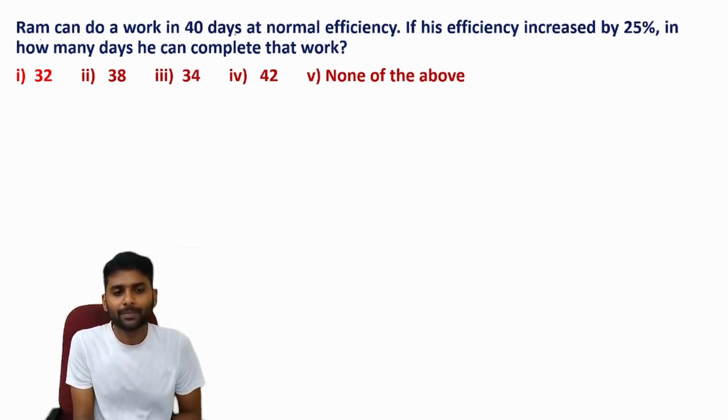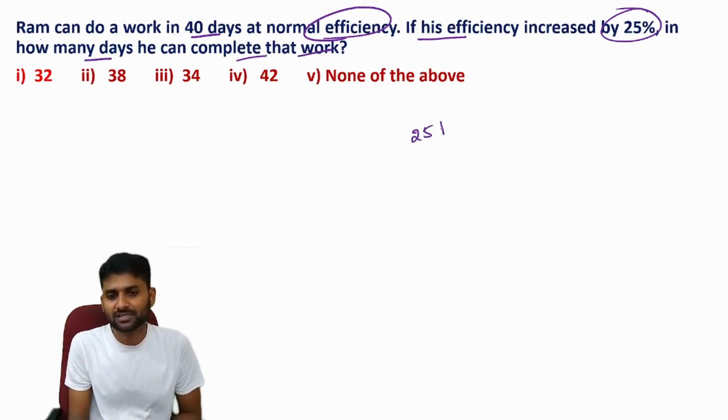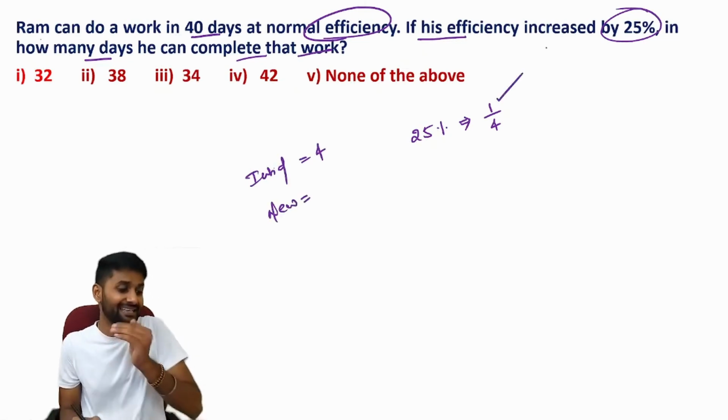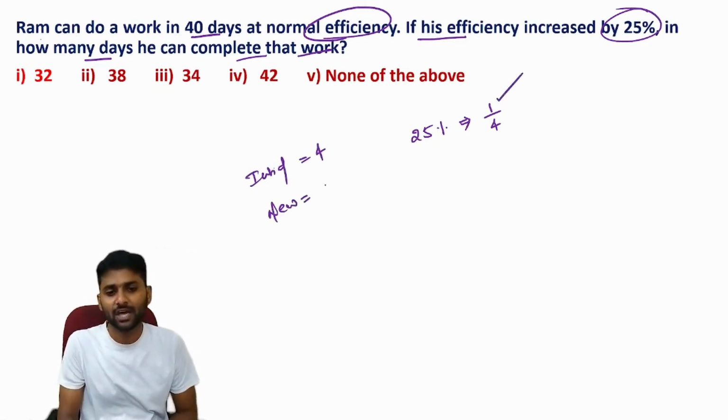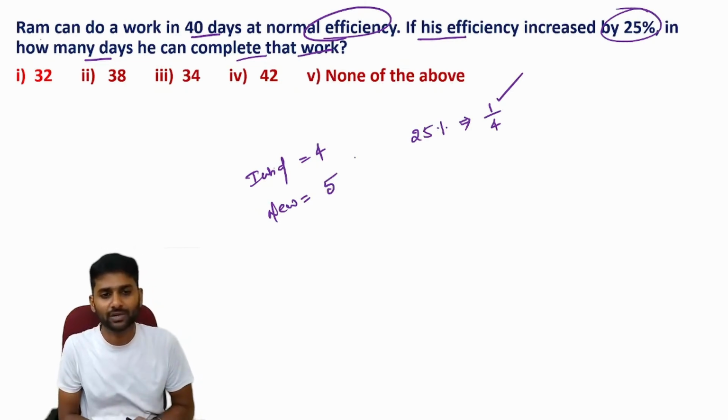Let's see this question. Ram can do a work in 40 days at normal efficiency. If efficiency is increased by 25%, then how many days will he take to complete the work? Now see, here the efficiency is increased by 25%. So 25% means 1 by 4. So here the initial efficiency is 4 units, and the new efficiency, they clearly mention, is increased by 1 unit, which means the new efficiency is 5 units.